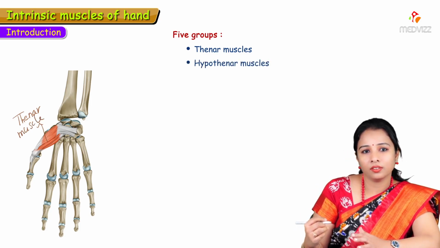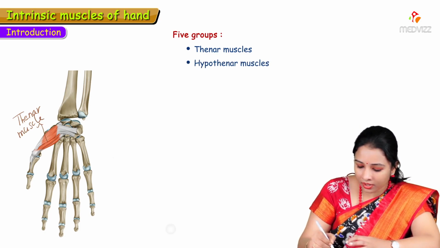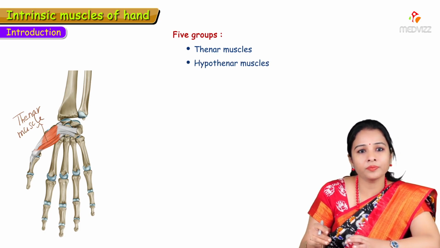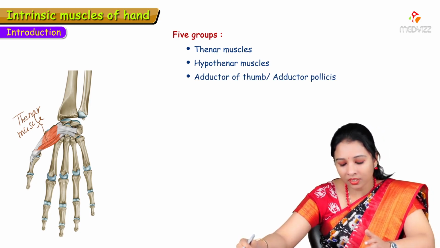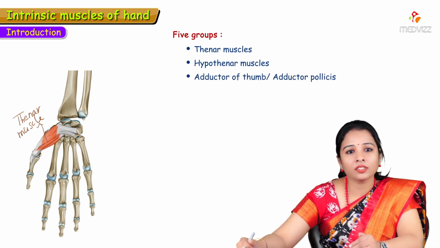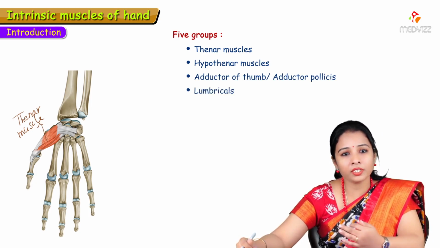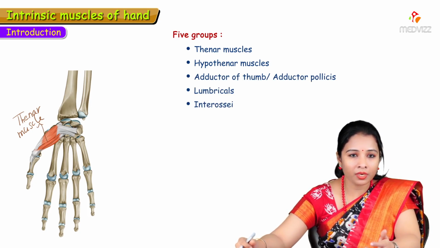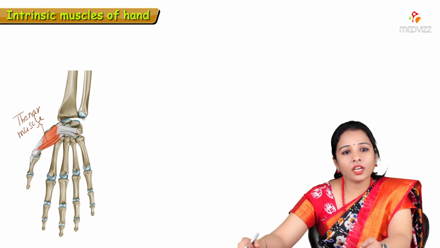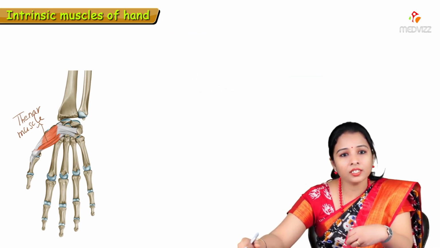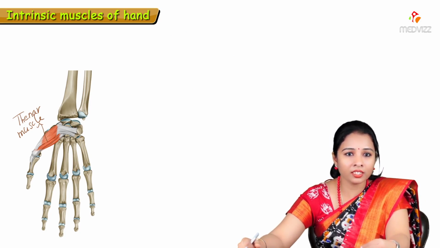Hypothenar muscles, which are on the other side for the little finger. Then adductor of the thumb, which is a separate muscle which we are going to discuss. Then we have got lumbricals, interosseous, palmar interosseous, dorsal interosseous. So starting with the thenar muscles, here the thenar muscles, they are 3 in number.